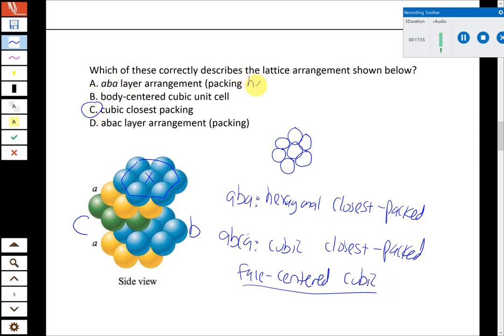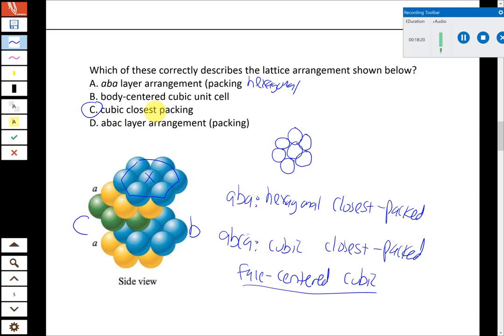ABA would give us the hexagonal structure, and this is not ABA, this is ABCA. And then these other 2, body-centered cubic, is not generated from closest packing, so we wouldn't ask you really about the layered structure for this. And then for choice D, ABAC, that's not one of the options that we even have. It's either ABA or ABCA. So it's going to be C, that's the best answer for this one.